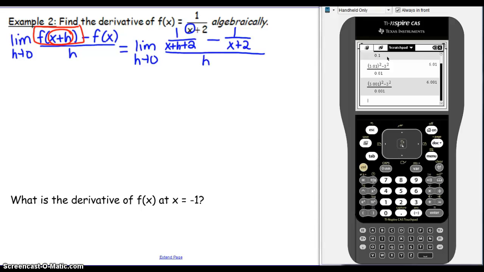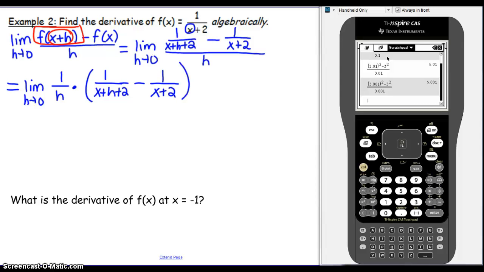So this is a compound fraction. I don't like having fractions over fractions. So since h is in the bottom, you can actually pull that out as a separate fraction as 1 over h times 1 over x plus h plus 2 minus 1 over x plus 2. It just looks a little neater.